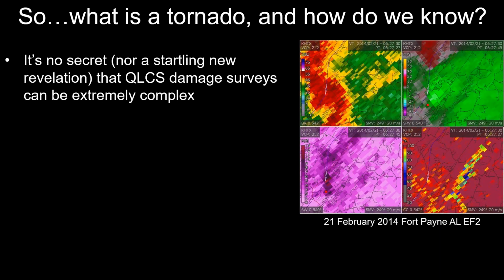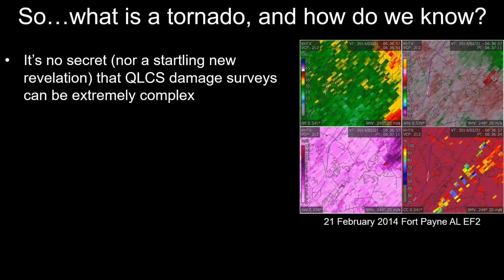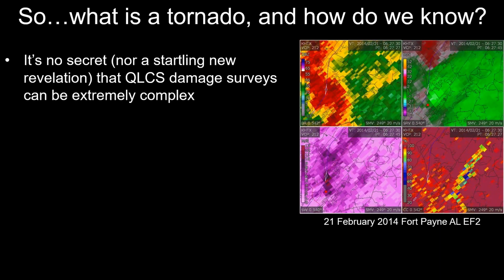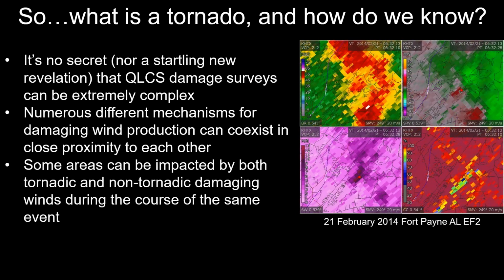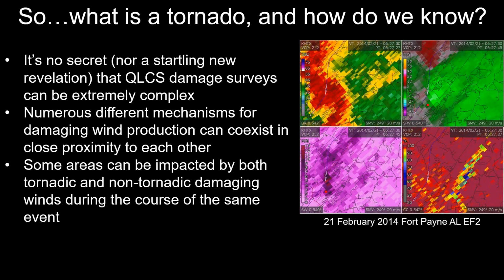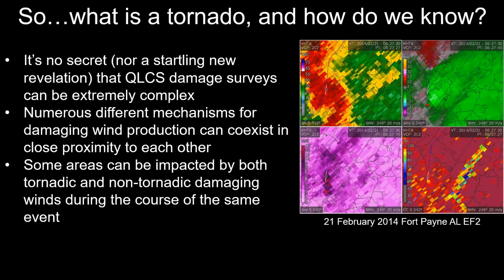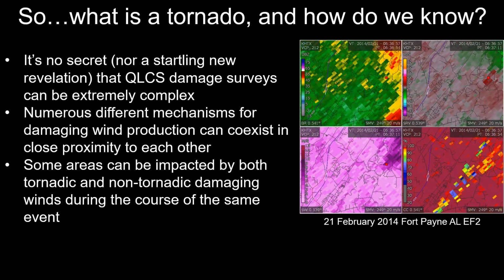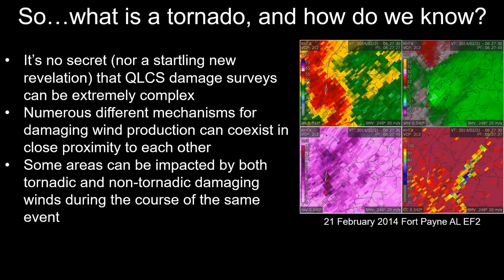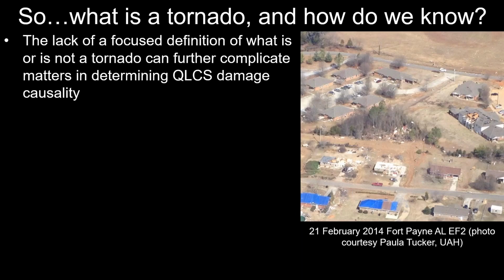This whole idea, this whole process of surveying QLCS is extremely complex. You can have numerous different mechanisms for causing QLCS damage, and those mechanisms can coexist in close proximity or even overlap with each other. You could have significant straight line winds and then have an embedded tornado track within there, right? I think many people have probably seen that example on a survey case in their careers.